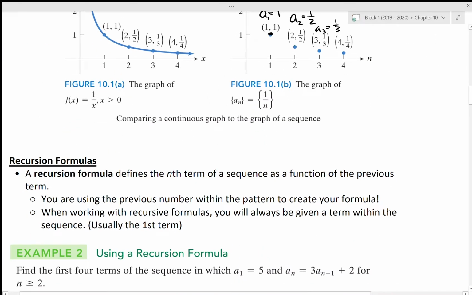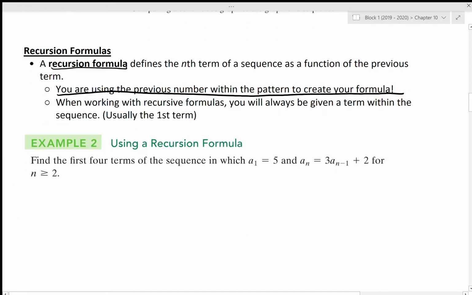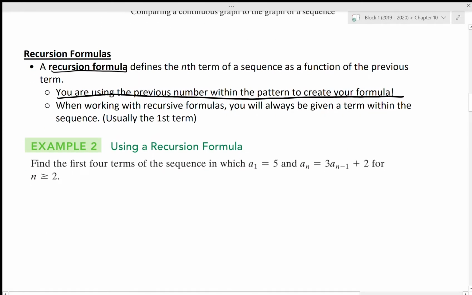Now, recursion formulas. We have the general term, that's just our basic pattern sequence. But a recursion formula is when, think about recursion as reoccurring, we are always going to be using the previous number within the pattern to create the formula. So when working with recursive formulas, you will always be given a term. Find the first 4 terms of the sequence in which A of 1 is 5, so I gave you the first term, and A of n is 3 times A of n minus 1 plus 2, where n is greater than or equal to 2.